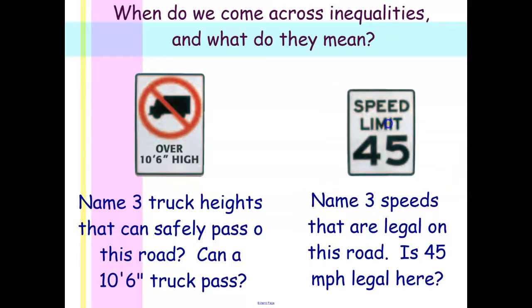Let's look at the speed limit here. What would be a speed legal on that road? 40, 42. Believe it or not, you can actually get a ticket for going less than the speed limit if you're going so slow that you're causing a hazard to other drivers, but let's pretend that's not true. So pretty much anything less than 45 would do. Is 45 allowed? It is, because it says that's the limit, so nothing higher than 45.